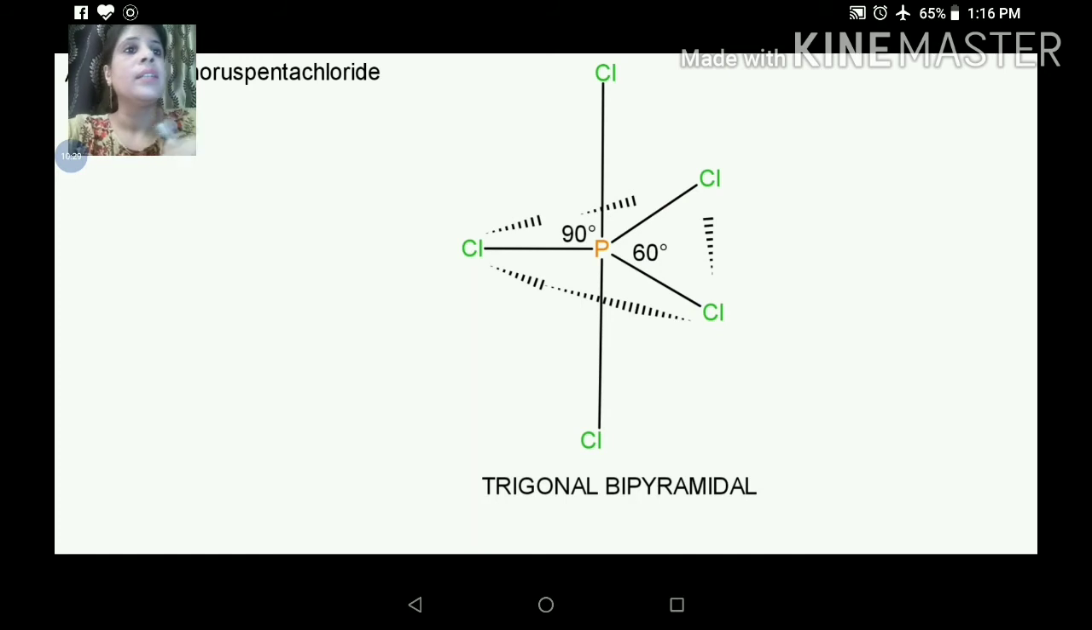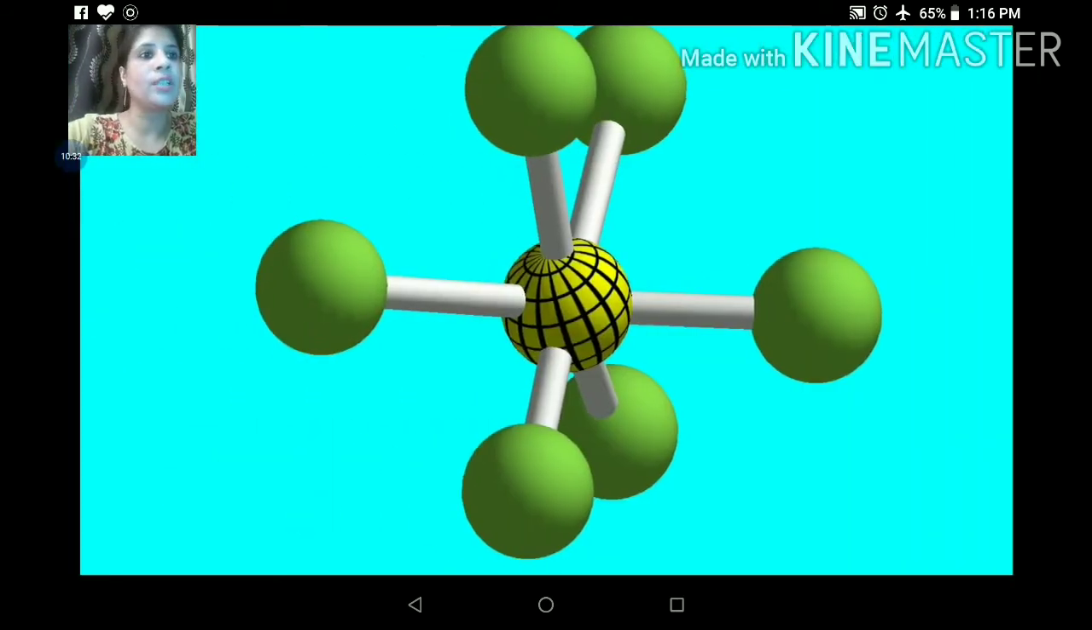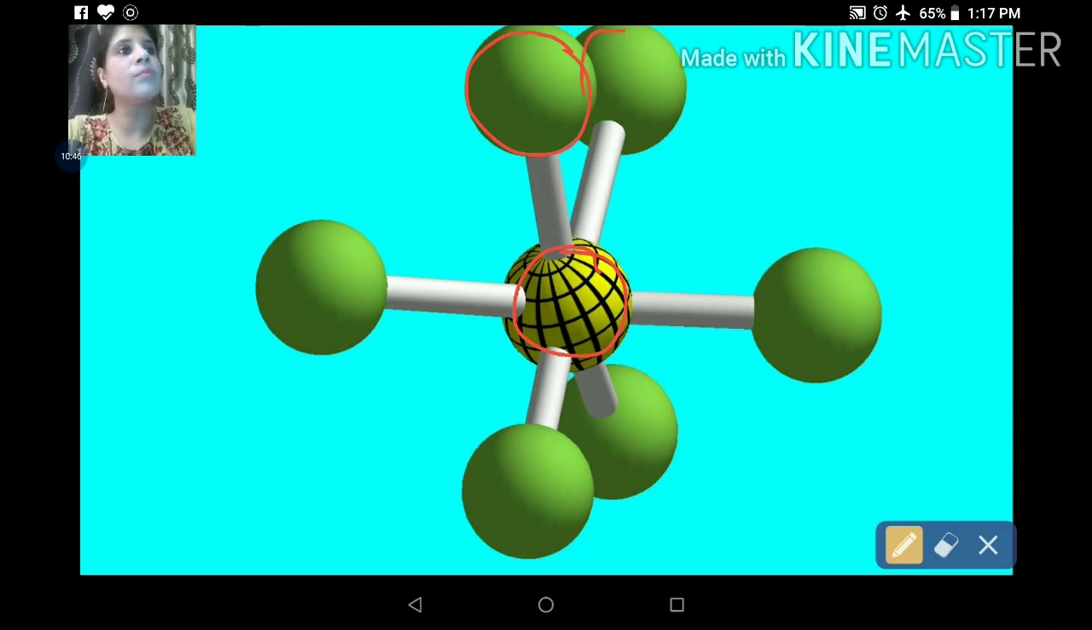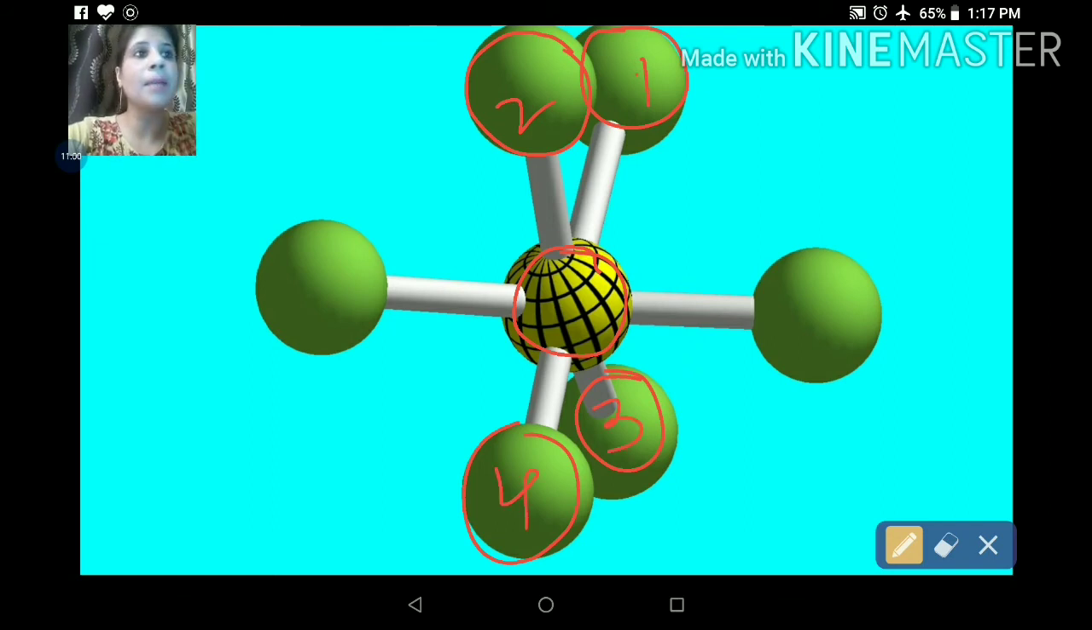Now, the next geometry according to valence shell electron pair repulsion theory is AB6 type, where A is the central atom. Now your 4 atoms will be in the same plane. In the 3-dimensional arrangement I have shown, these 4 atoms, 1, 2, 3, 4, are in the same plane and at an angle of 90 degrees with each other. 4 atoms in the same plane, 360 divided by 4, so the bond angle will be 90.